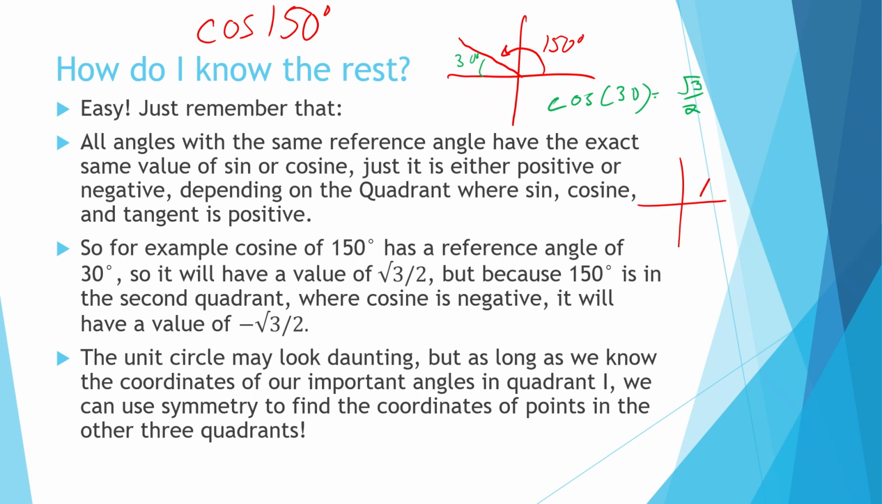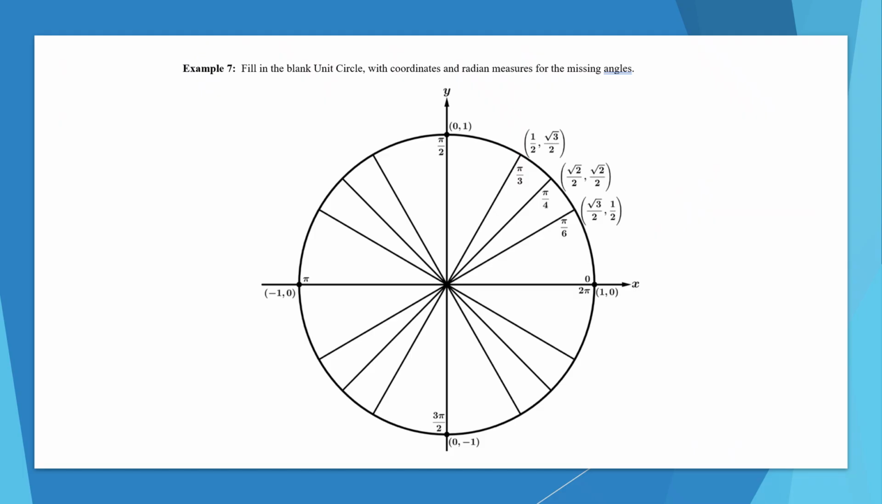So let's take a look at our mnemonic device, right? All Students Take Calculus. Here in the second quadrant, only sine is positive, so this should actually be a negative value. So negative root 3 over 2 should be cosine of 150 degrees, and that would be our answer. So as long as you know reference angles, you know the first quadrant, and you know what quadrants sine, cosine, and tangent are positive in, you should be good for all of these values. It may look daunting, but it really is not that bad.